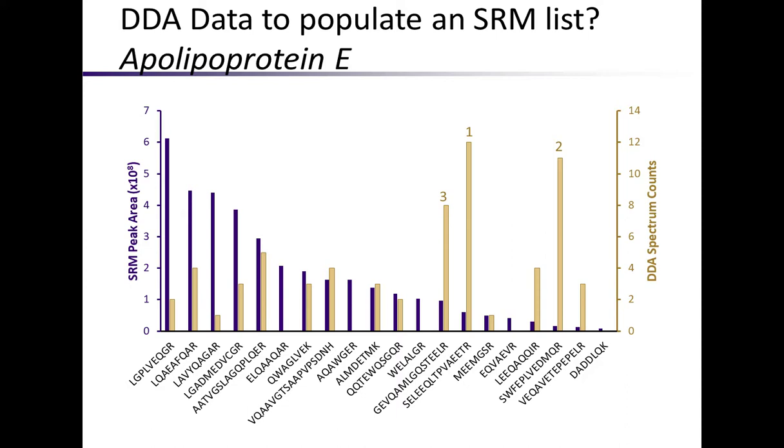And so why doesn't this work? Well, because abundance in DDA data is calculated based on spectrum counts. So now on this curve, you see the SRM peak area here on your left in purple, and the right-hand y-axis are DDA spectrum counts, okay? And these don't seem to correlate very well. And because we're training our algorithms with the DDA data, and that doesn't correlate to SRM data, why would we expect those algorithms to correlate, okay?